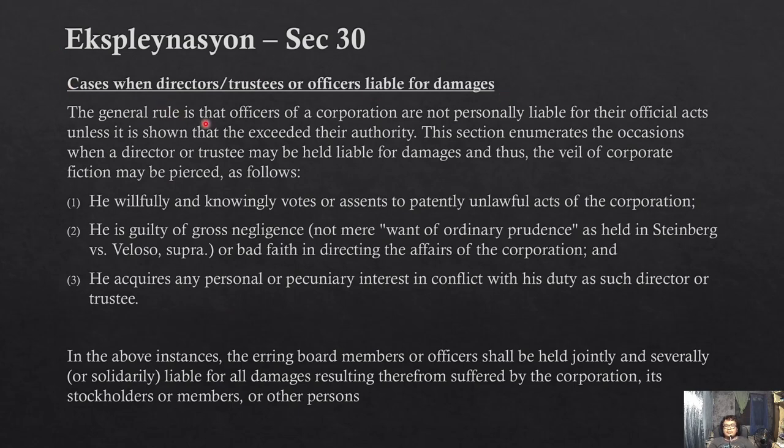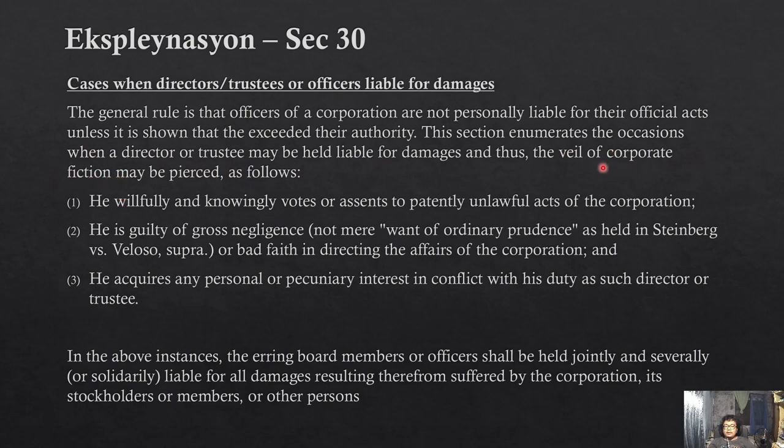Cases when directors or trustees or officers are liable for damages. Ito, mga kailan sila naging liable. Yung general rule natin, na-mention natin to kanina, officers of the corporation are not personally liable for their official acts unless it is shown that they exceeded their authority, ultra vires. This section enumerates the occasions when a director or trustee may be held liable for damages and thus the veil of corporate fiction, na-mention natin kanina, di ba, the veil of corporate fiction may be pierced.